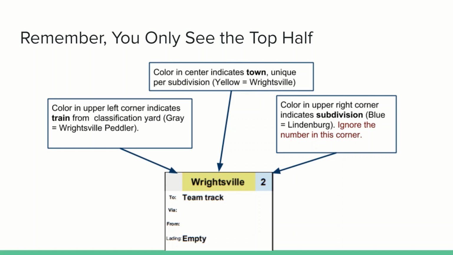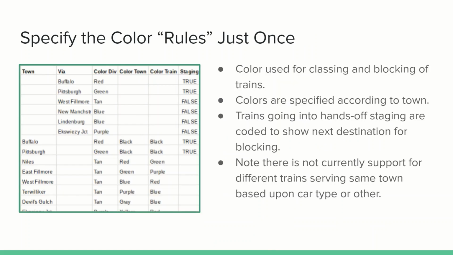And again, as I mentioned, you only see the top half, and this is kind of the way those color codes are lined up. You specify the rules for the colors only once. You have colors that are specific to town. You have colors that indicate different staging areas or interchange areas that trains might be going to, and the major yards that you have within your layout.